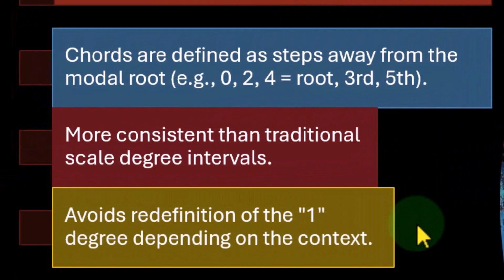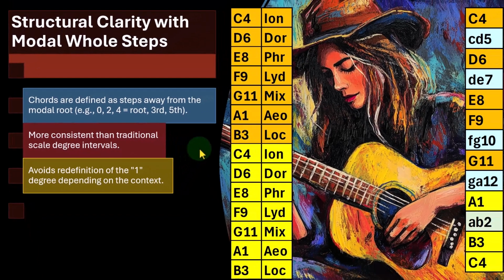So this avoids the redefinition of the 1 degree depending on the context. Again, I don't want to make the 6 the 1. I want to measure from the 6, right? But I have to measure the 1, 3, 5 from it. No, you don't have to measure the 1, 3, 5. You can keep it as the 6 and say that you're going a distance of 2 modal half steps up from that, and then 2 modal half steps, right? You're going up every other note from there. Boom, boom. That's the way to do it.